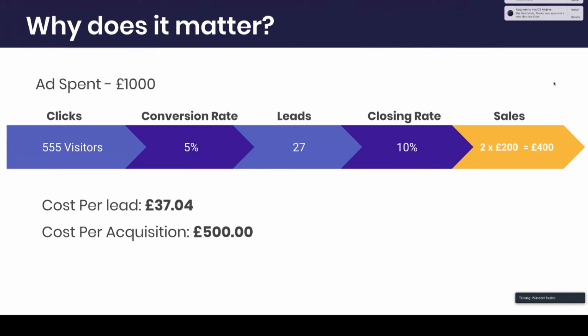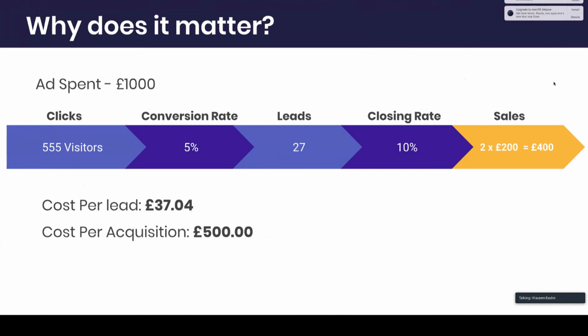This will give you context on why it's so critical. So let's suppose in VizCore's context, they were spending £1,000, and out of those £1,000, they would get 555 visitors. And if the landing page had a conversion rate of 5%, they would get 27 leads. So these leads are just leads. They're not customers. And let's suppose their closing rate from leads to customers was about 10%.